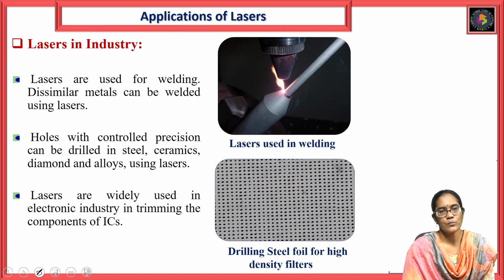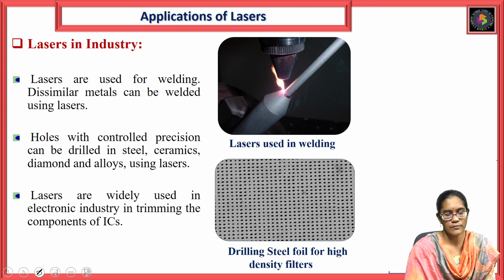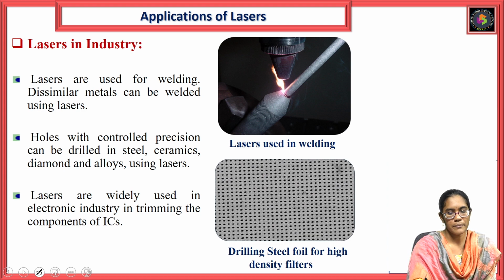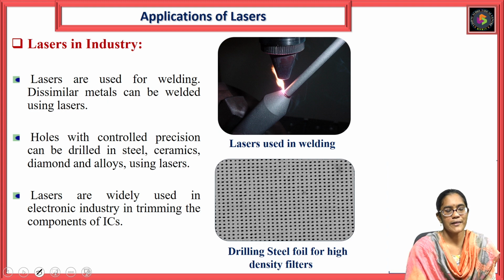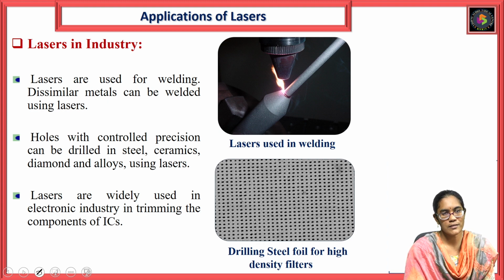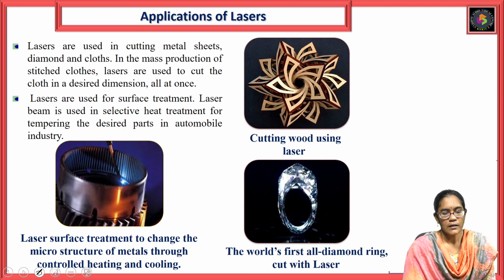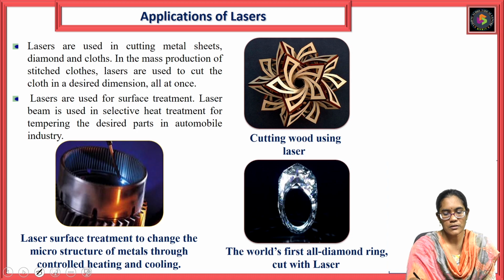And lasers are also mostly used in industries. Lasers are used in welding, where dissimilar metals can be welded using lasers. These lasers are widely used in the electronic industry in trimming the components of integrated circuits. Lasers are also used to cut metal sheets and wood sheets, and also to cut diamonds.